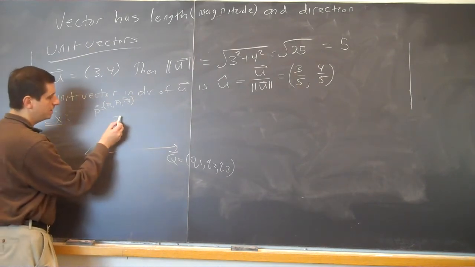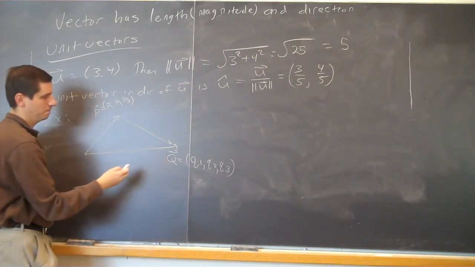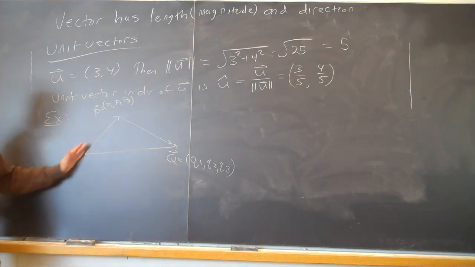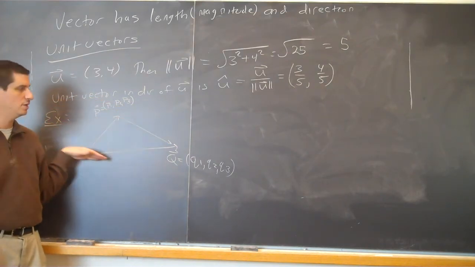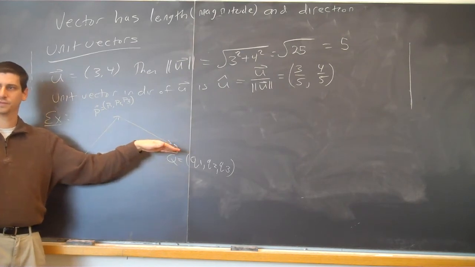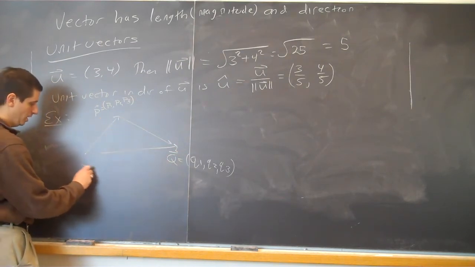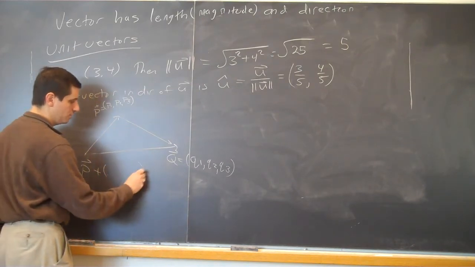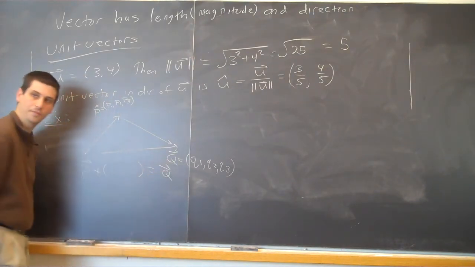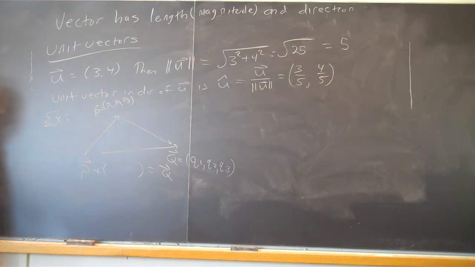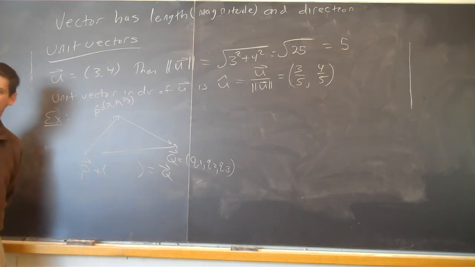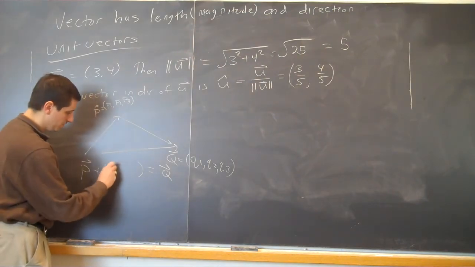If I want to calculate this vector here, well, I have the vector p plus something equals the vector q. What vector do you think this is? So p plus what should equal q? What should go in there? Yes? Q minus p. Q minus p.